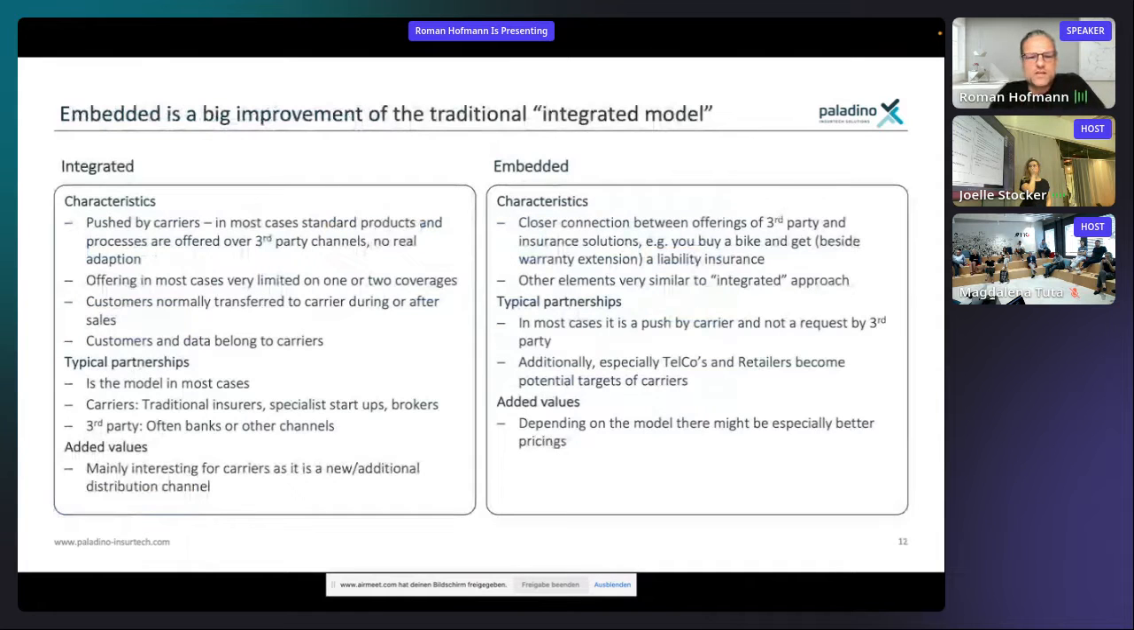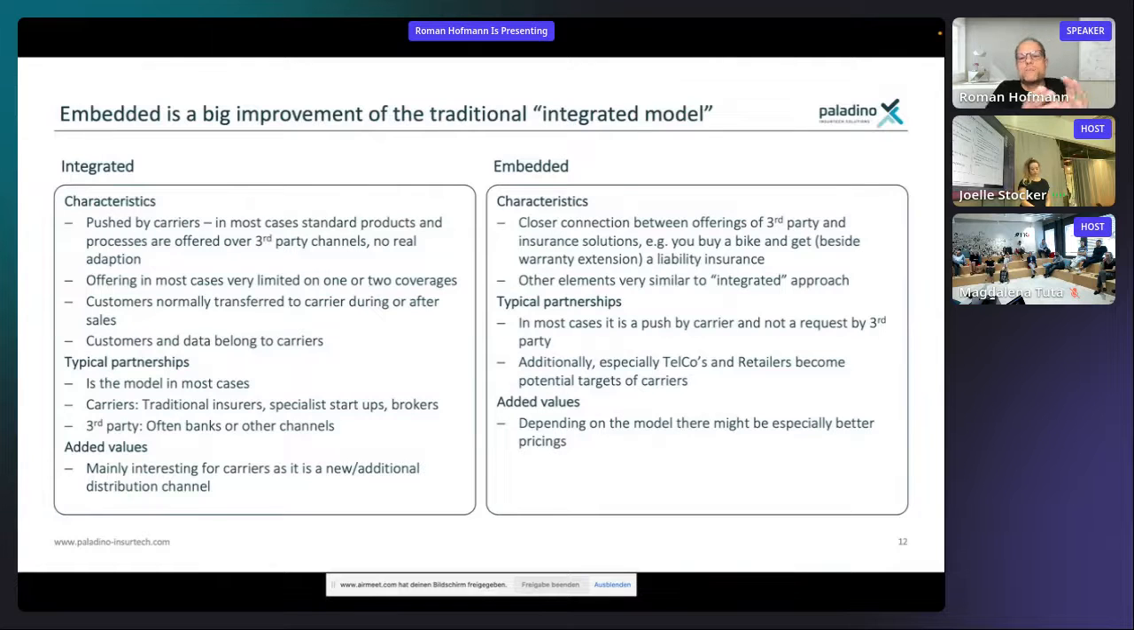I don't want to explain all of the details. I can also send you the presentation so that you can download it. But there's a big difference between integrated and embedded. Integrated is normally pushed by insurers or banks. You see that in many cases in the market. Just to give you an example, Mobiliar and Raiffeisen work together. This is traditionally pushed by the insurance company. It's not very innovative. It's just a collaboration between the two companies. And this is, for me, an integrated case.